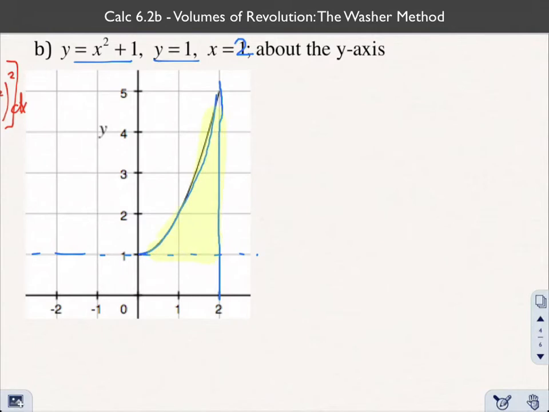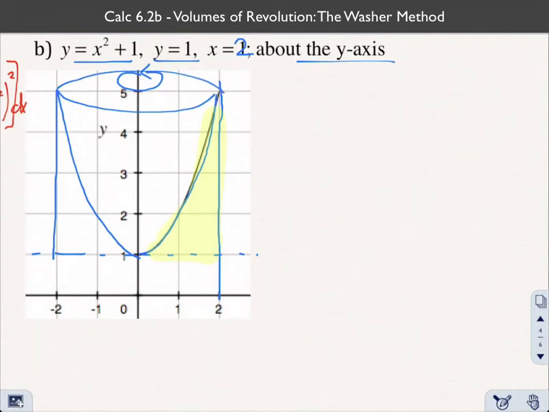And we're revolving this around the y-axis. So we're going around the y-axis right here. This would create a mirror image on the other side of our graph, and then this would become a three-dimensional kind of image here.